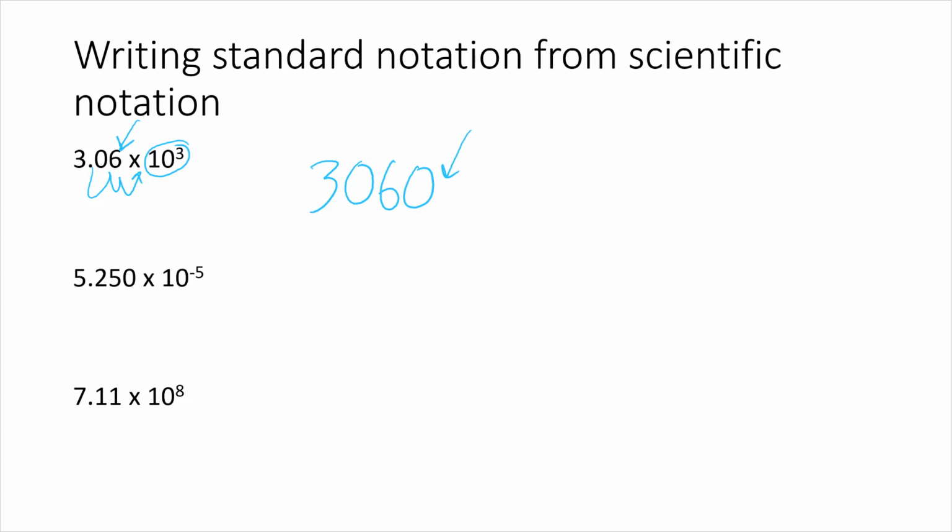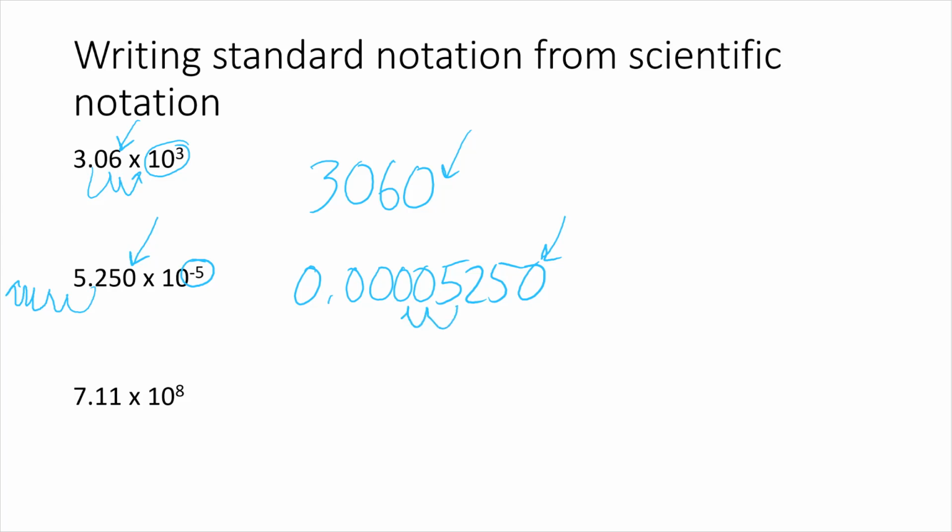In the next one, you can see the exponent is negative, so you're going to move it to the left. 1, 2, 3, 4, 5. 0.00005250. Notice that 0 is written, so you have to write it here at the end. And we can check it to make sure we've done it correctly. 1, 2, 3, 4, 5 times to the left. And that's right. Okay, you go ahead and try the last one by yourself.